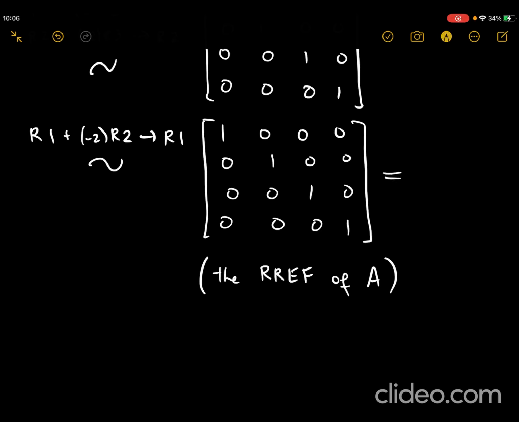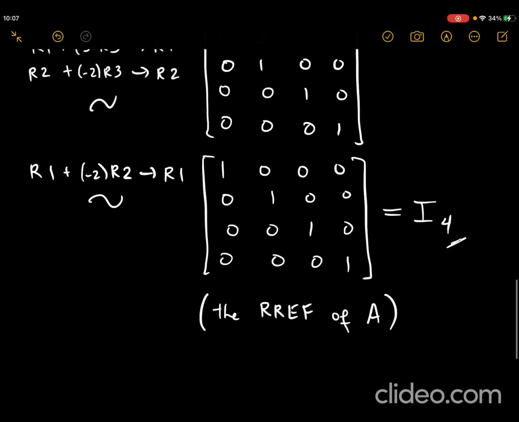Note that this matrix is nothing but the 4x4 identity matrix. The remark earlier tells us that if you obtain another matrix in reduced row echelon form that is row equivalent to A, then that matrix must be the same as the 4x4 identity matrix.